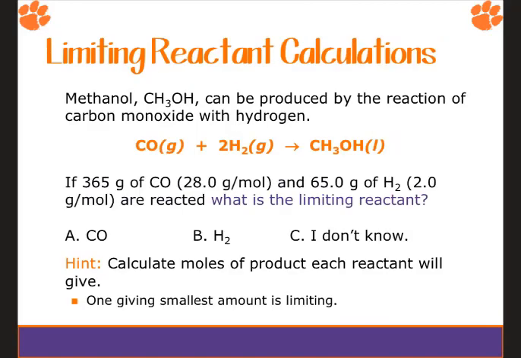All right, so now let's try it with actual compounds with molar masses and all of that. So methanol, CH3OH, can be produced by the reaction of carbon monoxide, CO, with hydrogen gas, H2, and it's provided by this balanced chemical equation here. If you have 365 grams of carbon monoxide at this molar mass and 65 grams of hydrogen gas with this molar mass, what is the limiting reactant?